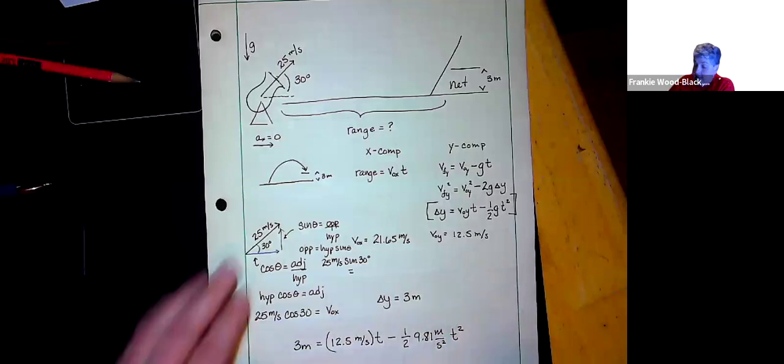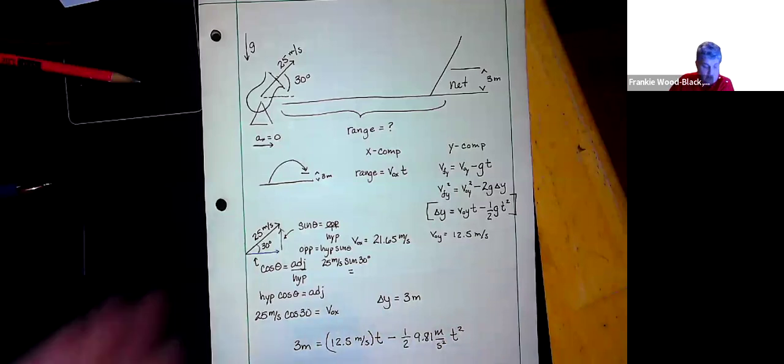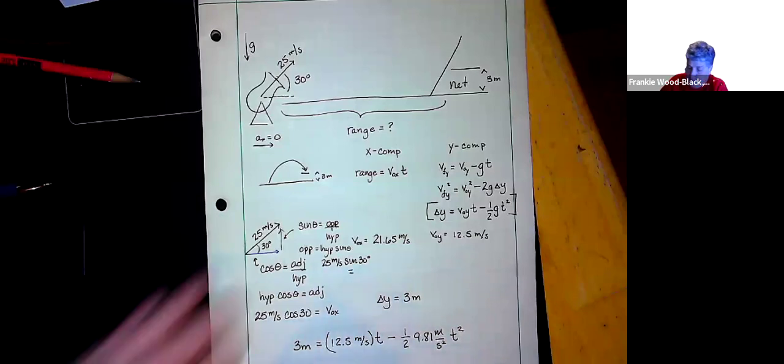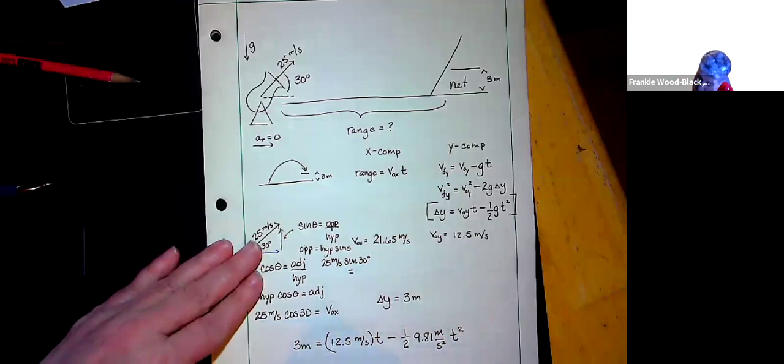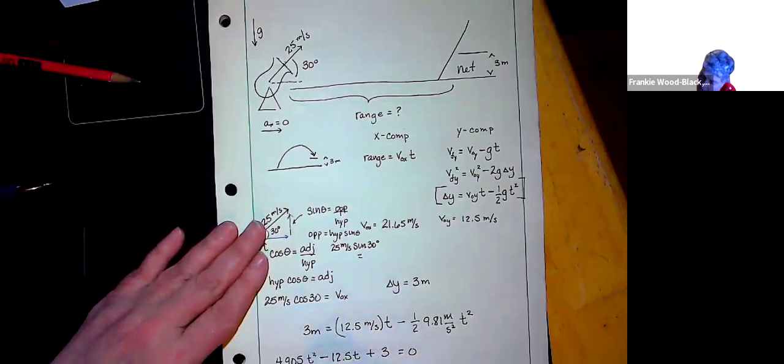I can rewrite this, right? I can rewrite this so that I get 4.905 t squared minus 12.5 t plus 3 is equal to 0. I can use my quadratic equation.